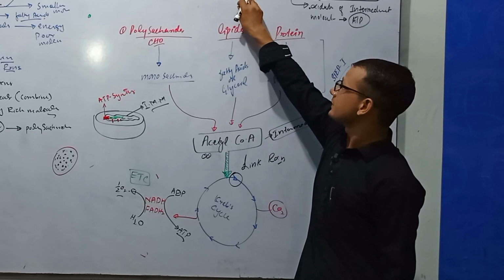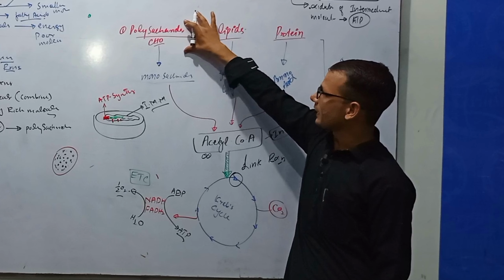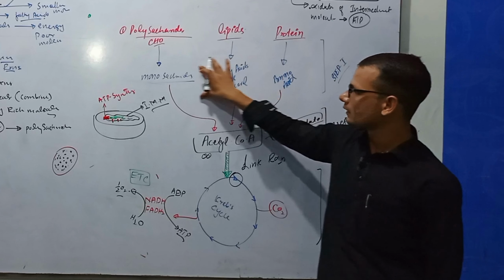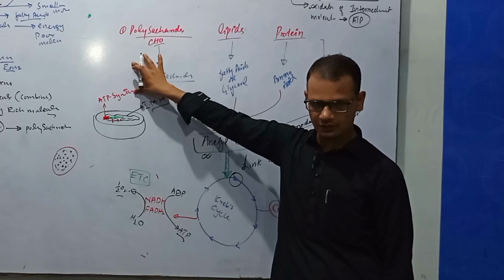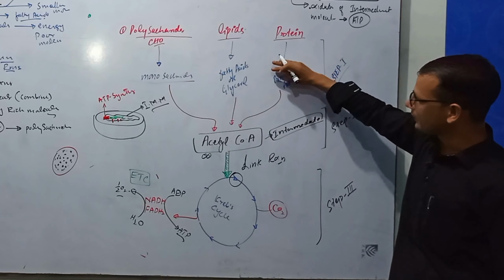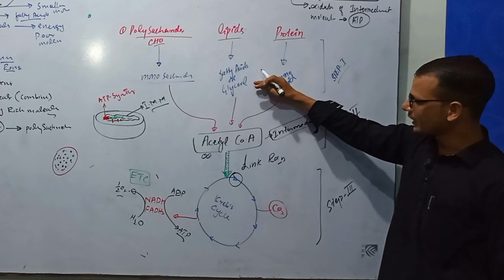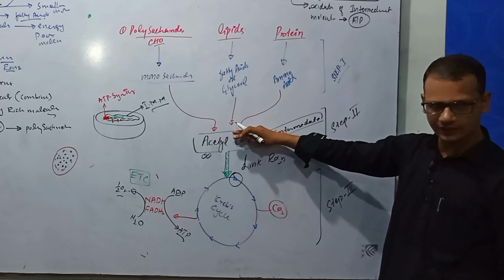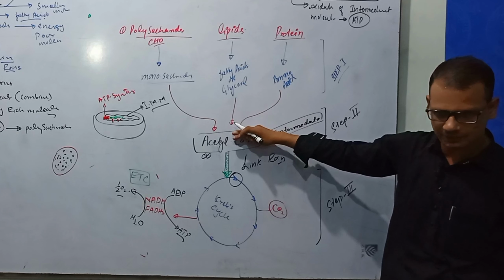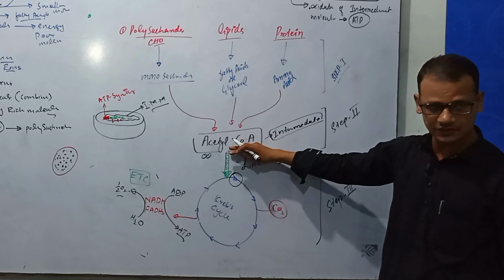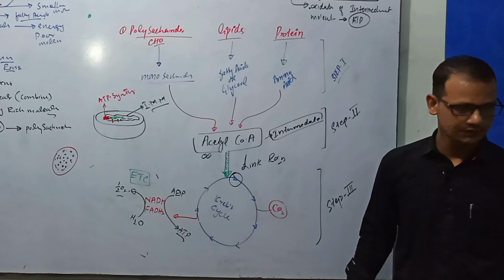So in these 3 stages of catabolism, in the first step the macromolecules are converted into their building blocks. And in the second step, all these building blocks or all these simpler molecules will be converted into an intermediate molecule which is called acetyl coenzyme A. And in the third step it will undergo oxidation and release energy, right?